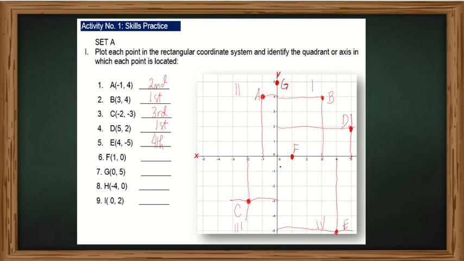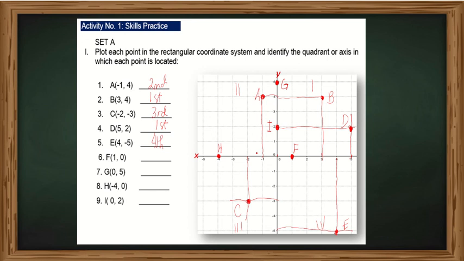And then we have point H. We have coordinates -4 for x, and then our y is 0, so we cannot go up nor down. So we have here point H. And lastly, point I, (0, 2). So we have our x is 0. Then our y is 2, so move 2 units up. This is where we locate point I.